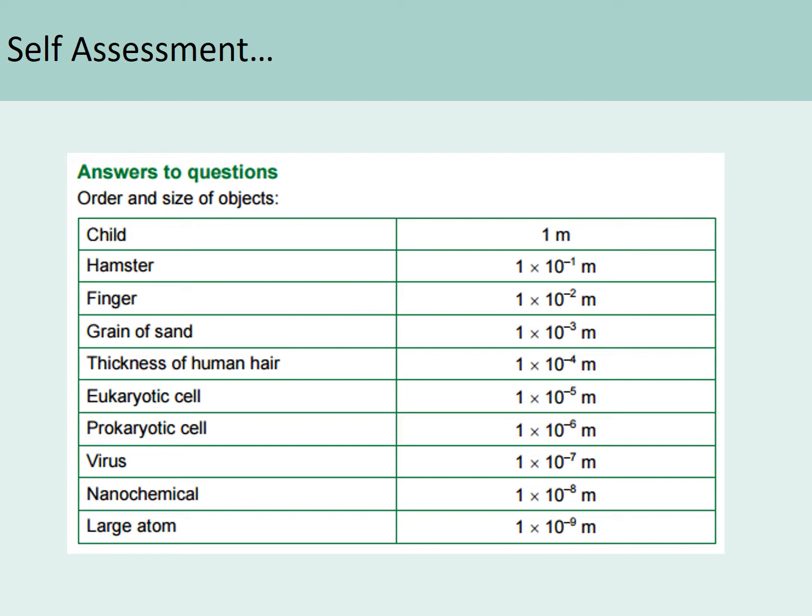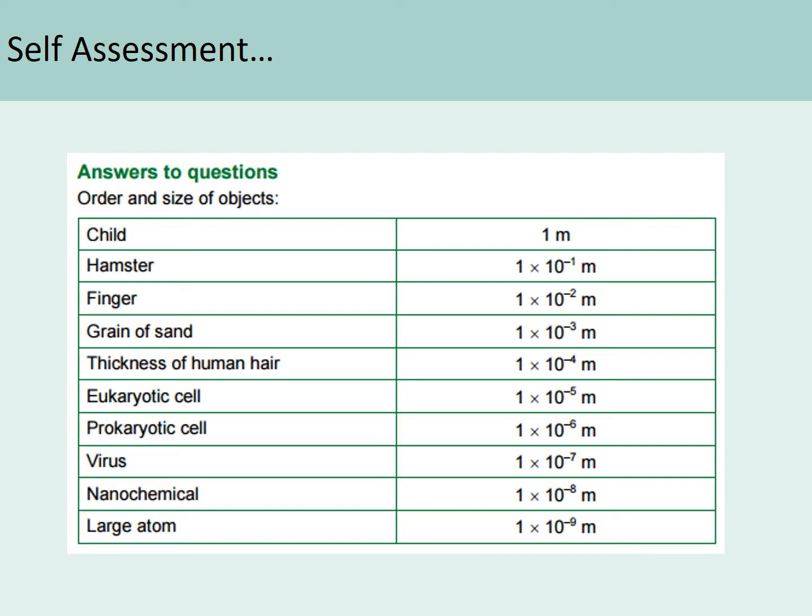Now, I know I said that plant cells are larger than animal cells, but this is putting both of those in there. So we've got eukaryotic cells, they're about 1 times 10 to the minus 5. And as you can see, prokaryotic cells, much smaller, they are 1 times 10 to the minus 6. That's 0.00001 meters. Next up is a virus, and they are teeny tiny, 1 times 10 to the minus 7 meters.